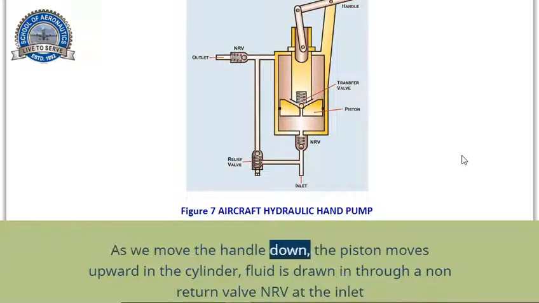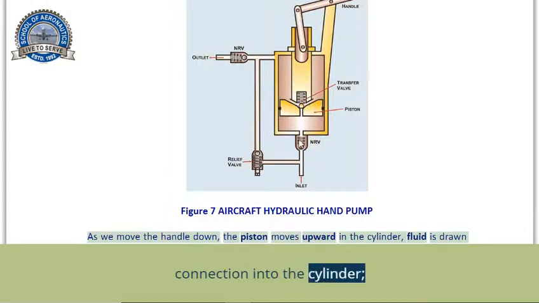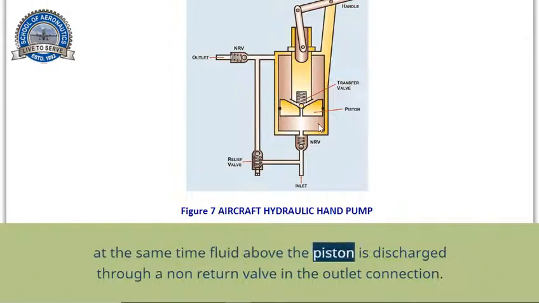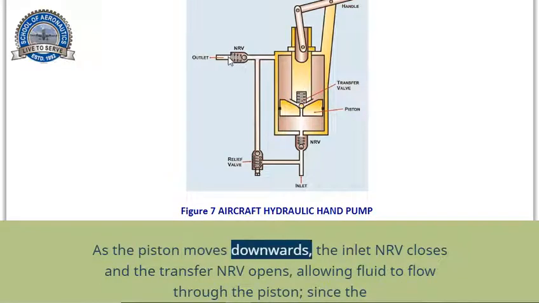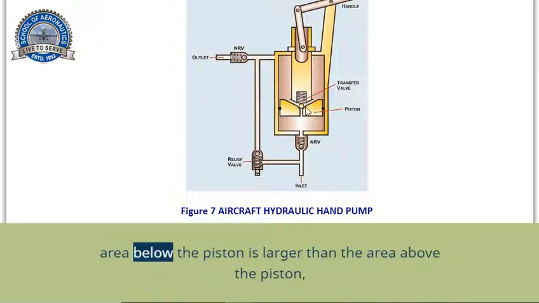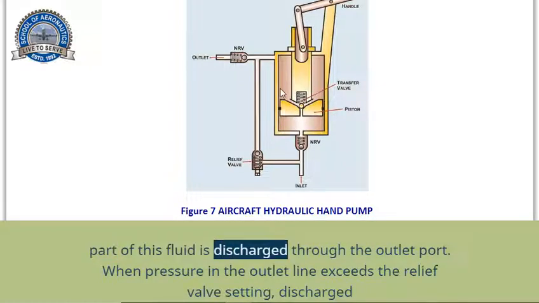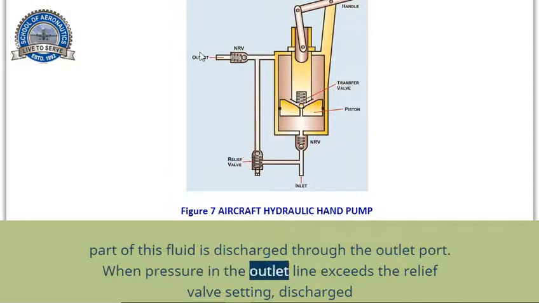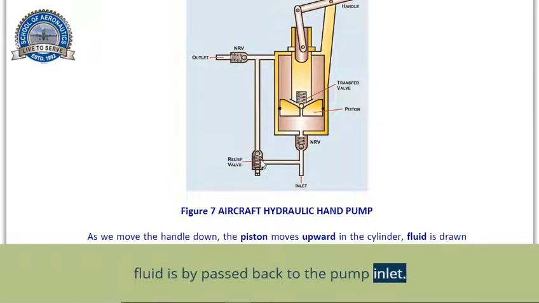As we move the handle down, the piston moves upward in the cylinder. Fluid is drawn in through a non-return valve, NRV, at the inlet connection into the cylinder. At the same time, fluid above the piston is discharged through a non-return valve in the outlet connection. As the piston moves downwards, the inlet NRV closes and the transfer NRV opens, allowing fluid to flow through the piston, since the area below the piston is larger than the area above the piston. Part of this fluid is discharged through the outlet port. When pressure in the outlet line exceeds the relief valve setting, discharged fluid is bypassed back to the pump inlet.